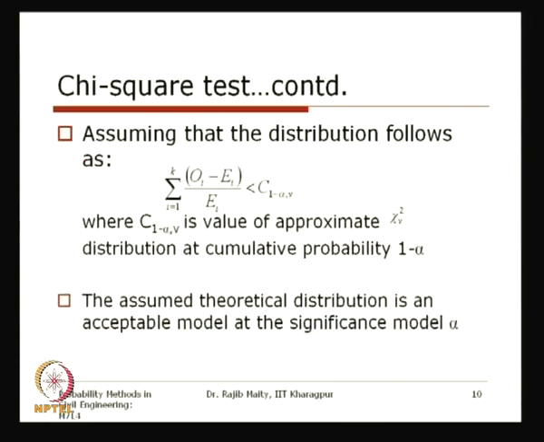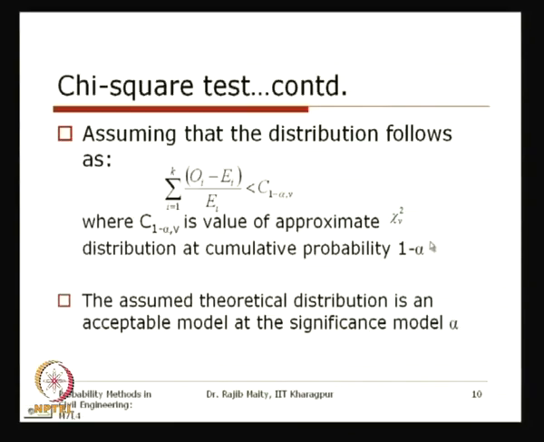Now, assuming that the distribution follows as I told, there will be a square here, as you have seen earlier: the observed minus the hypothesized, squared, divided by EI, and their summation. If this is less than the value shown as chi-square with 1 minus alpha and nu, where nu, as already explained, is the degrees of freedom, this chi-square(1 minus alpha, nu) is the value of the chi-square distribution with nu degrees of freedom at the cumulative probability 1 minus alpha.